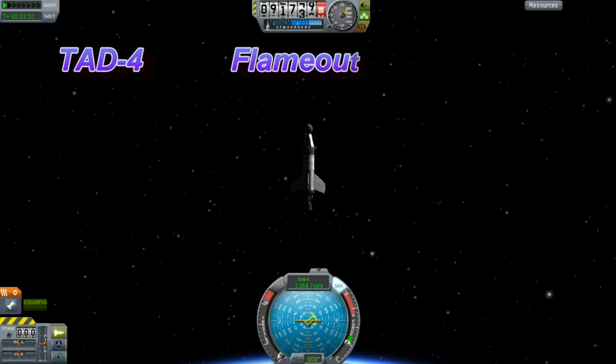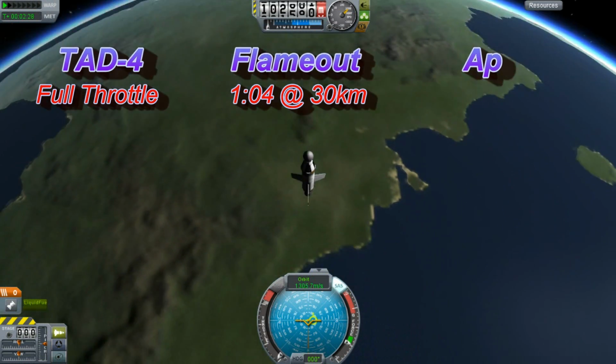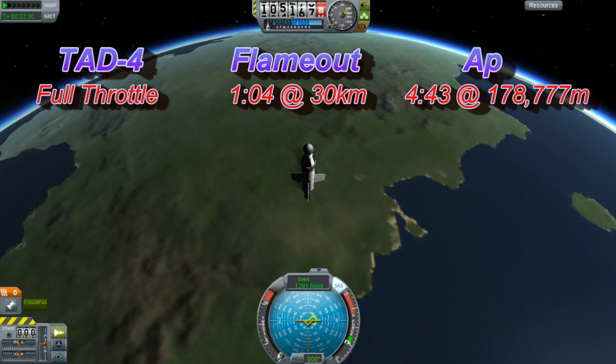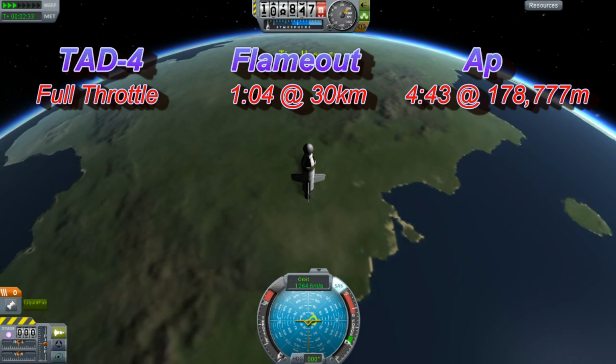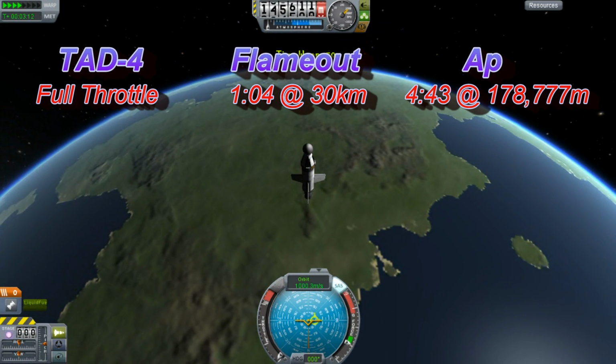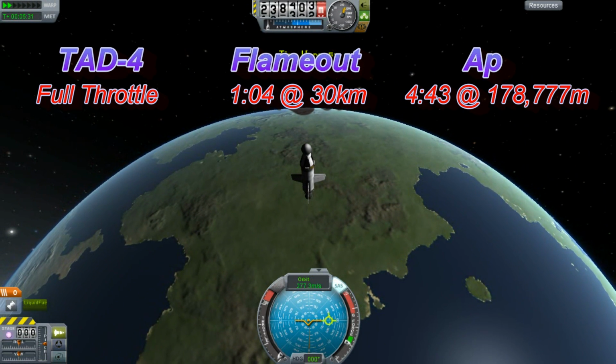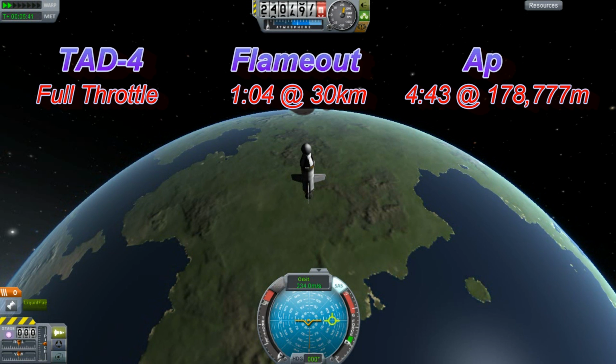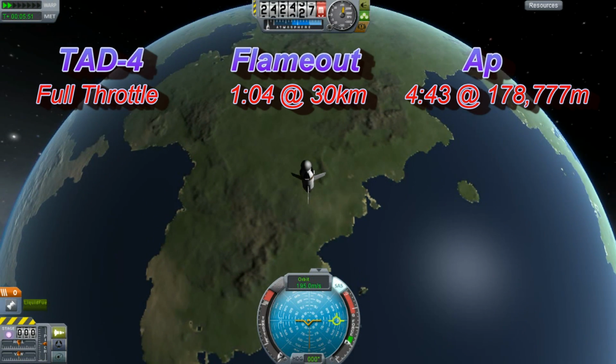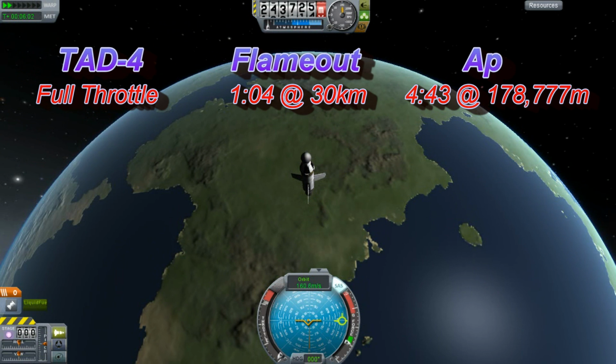So watching map view has given us lots of time to see where our apoapsis is going to be for this second flight. And we can just take a look at our two numbers. The first flight we reached an apoapsis of 178,777 meters at 4 minutes and 43 seconds into the flight, after the flame out of the engine's exhaustion of its fuel at 1 minute and 4 seconds at about 30,000 meters.